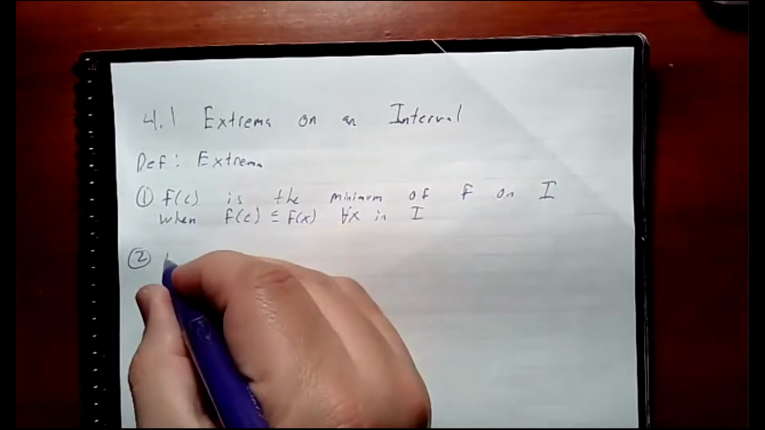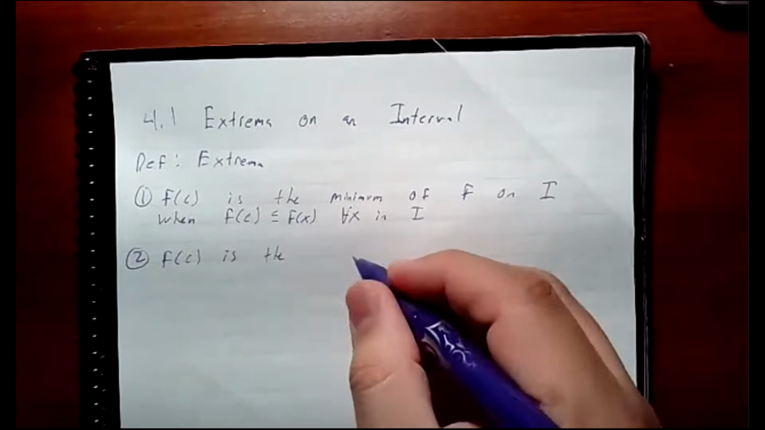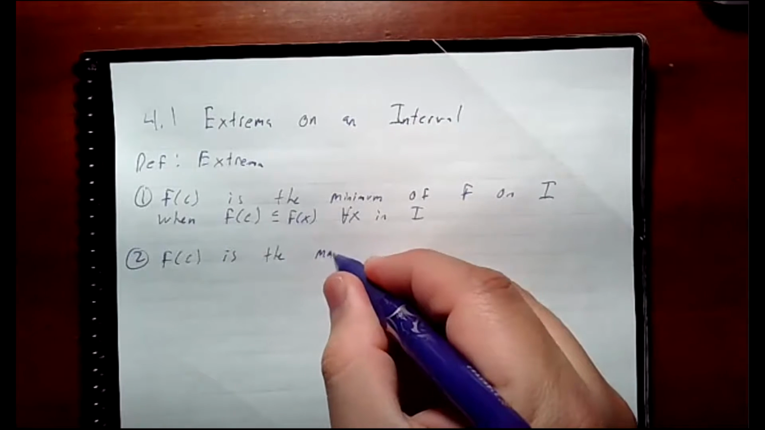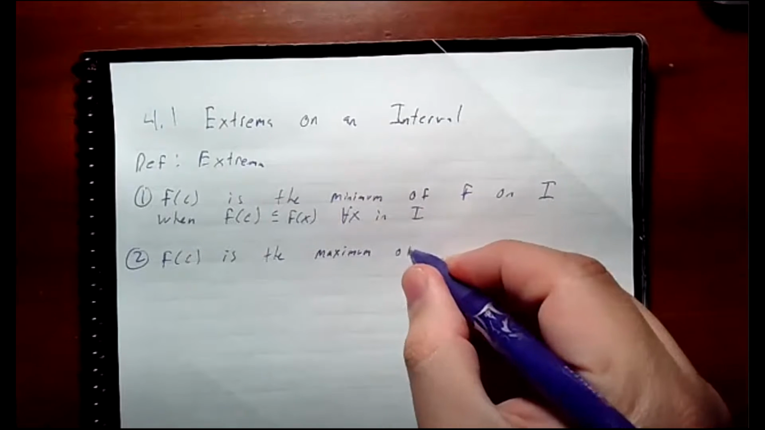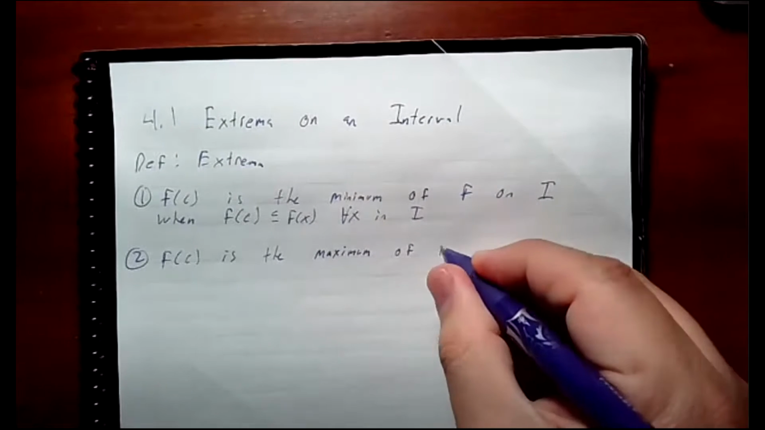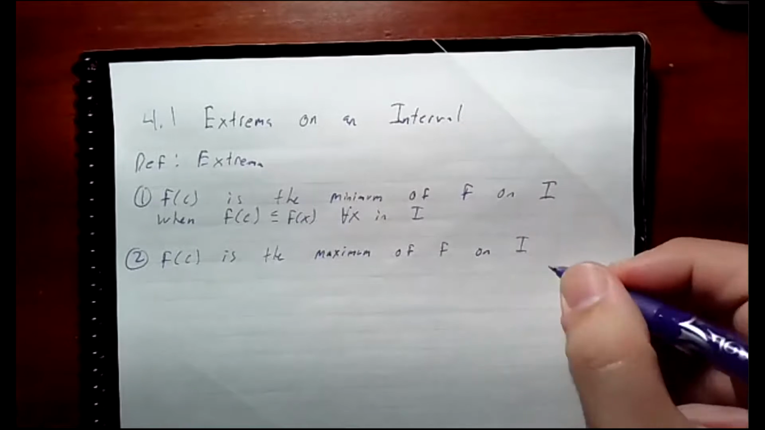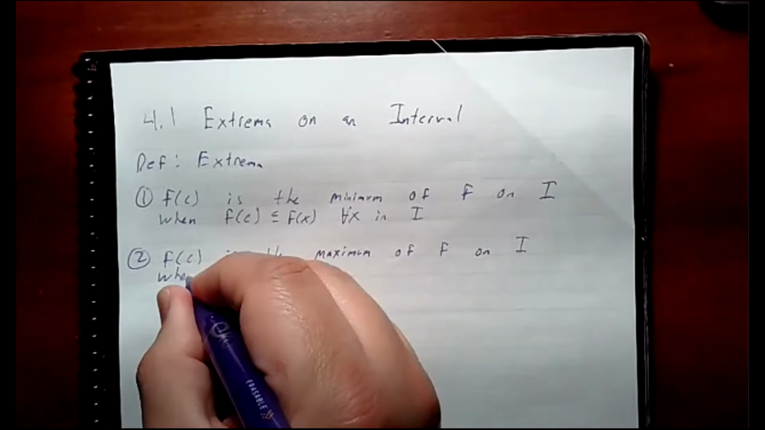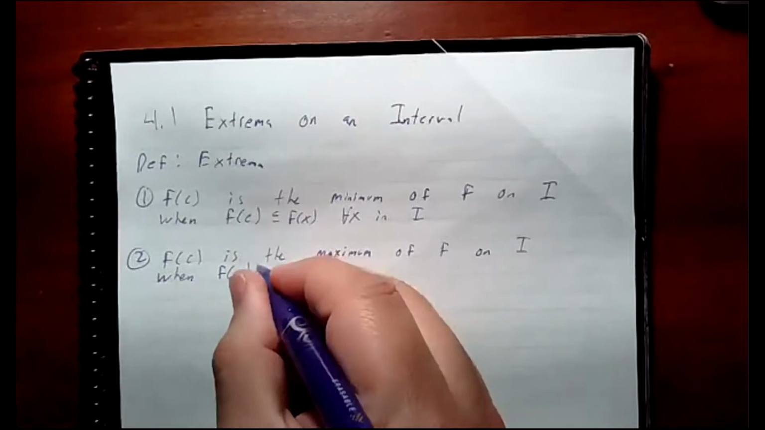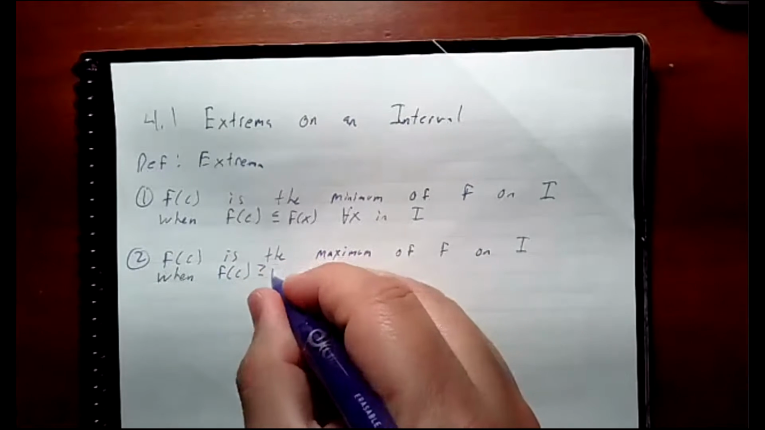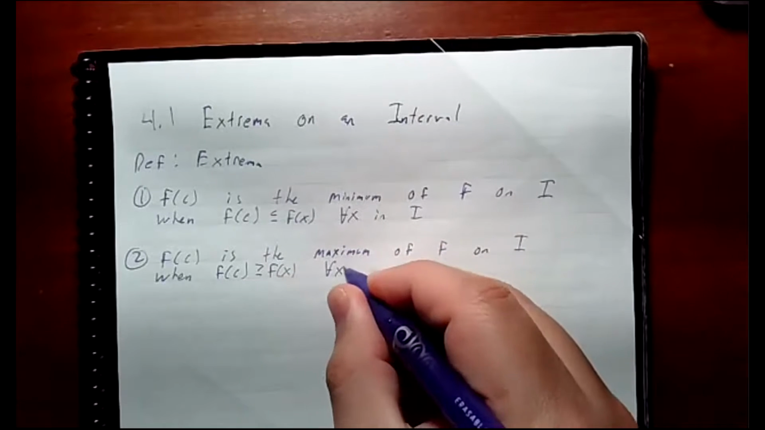Number two, f of c is the maximum of f on I when f of c is greater than or equal to f of x for all x in I.